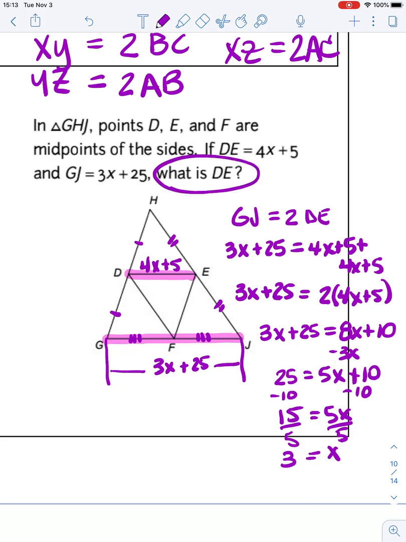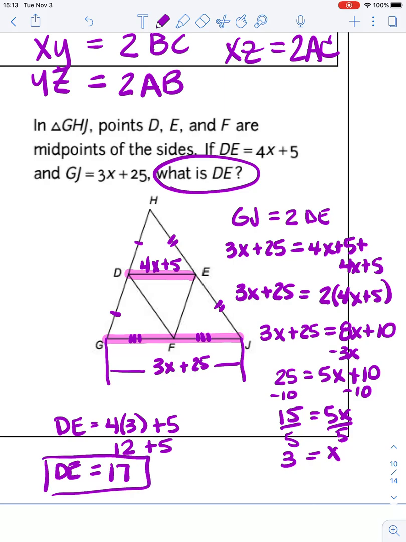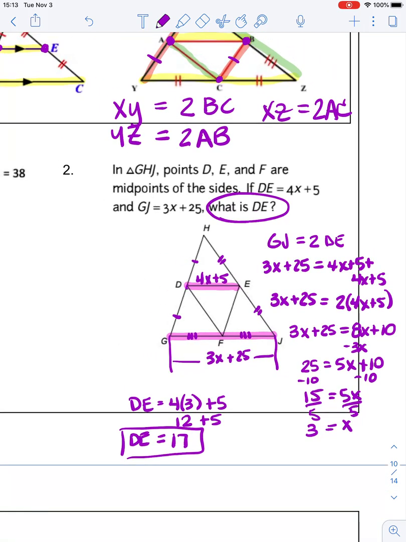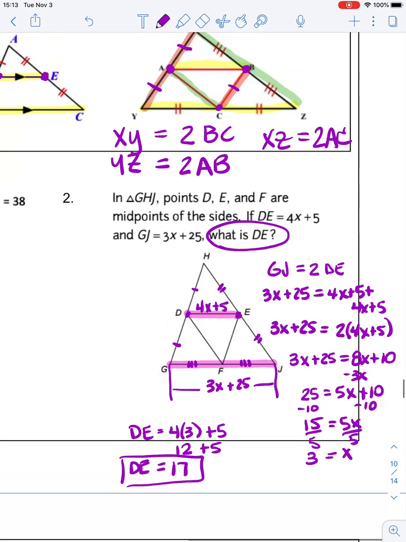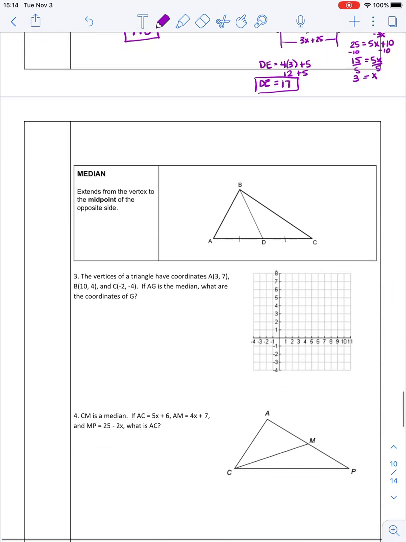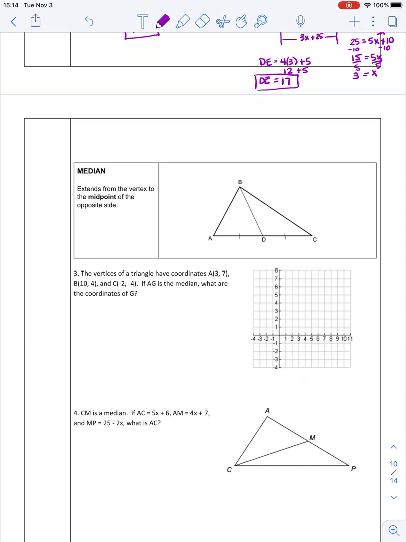The question, though, says what's DE? So DE is 4 times x, which we just found out was 3, plus 5. So that's 12 plus 5. So DE is 17, which means GJ is 34 if you had been asked for that. So mid-segments are the segments that go from middle to middle, okay? A median is similar to a mid-segment, but where a mid-segment goes from midpoint to midpoint, a median goes from the vertex to the midpoint of the opposite side.